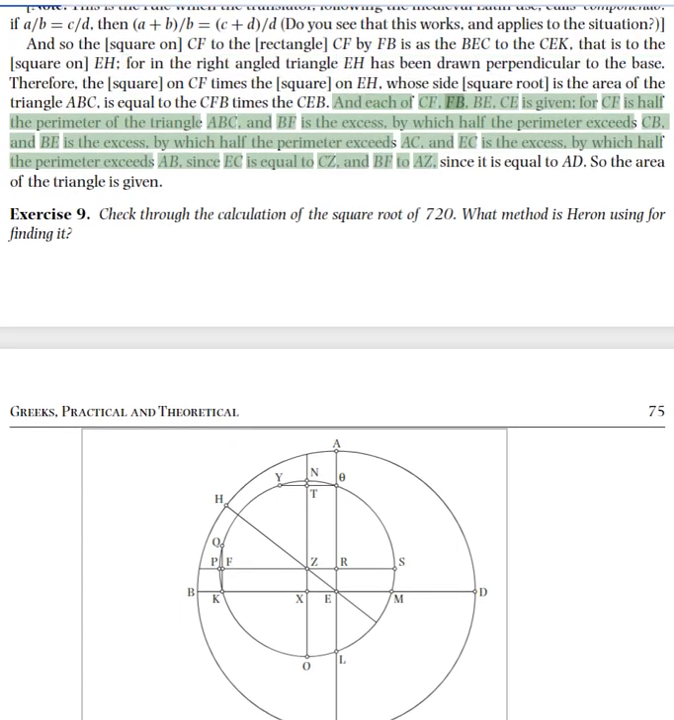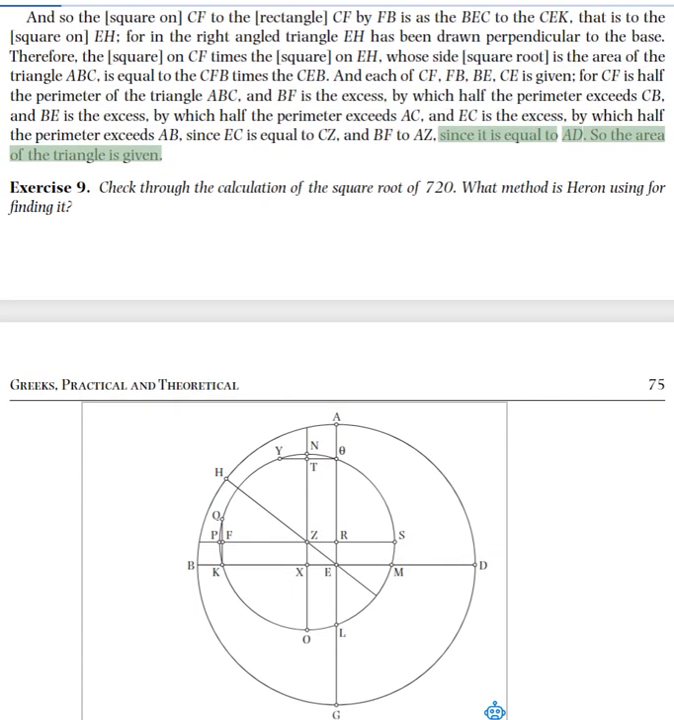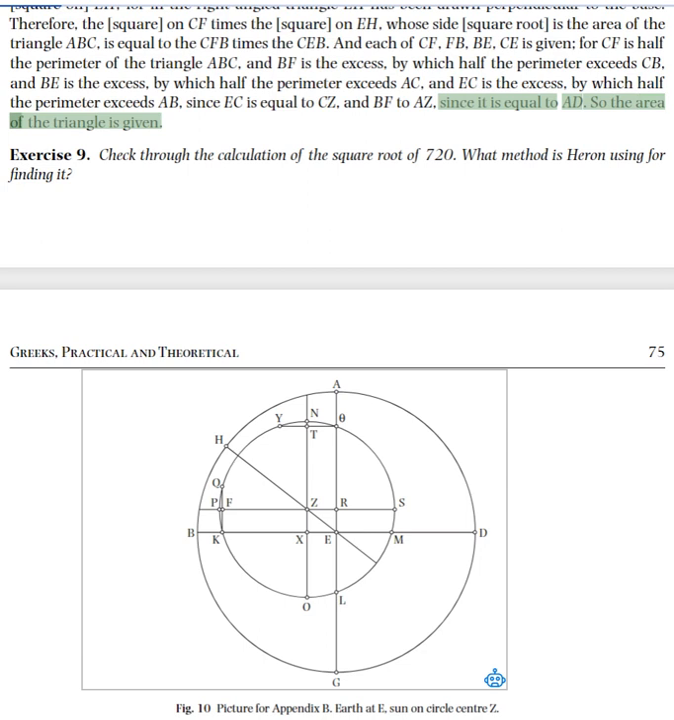And each of CF, FB, BE, CE is given, for CF is half the perimeter of the triangle ABC, and BF is the excess, by which half the perimeter exceeds CB, and BE is the excess, by which half the perimeter exceeds AC, and EC is the excess, by which half the perimeter exceeds AB, since EC is equal to CZ, and BF to AZ. Since it is equal to AD, so the area of the triangle is given.